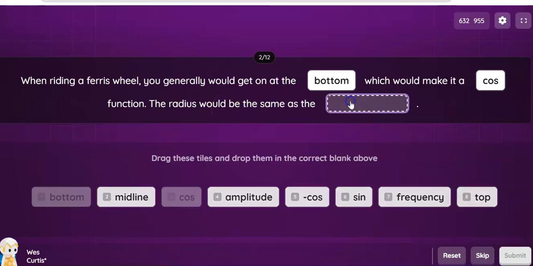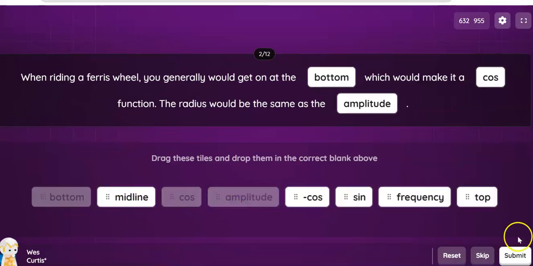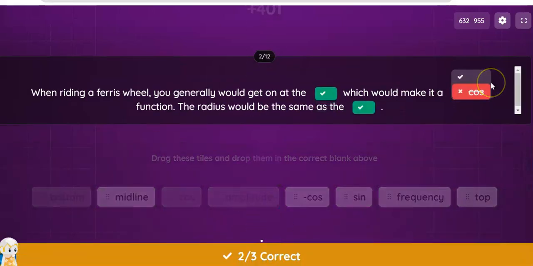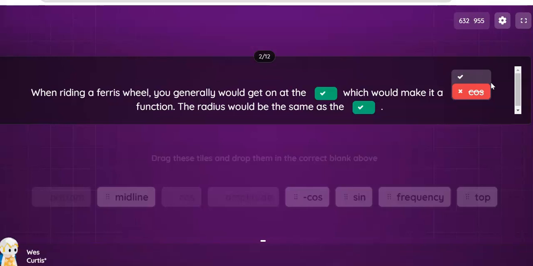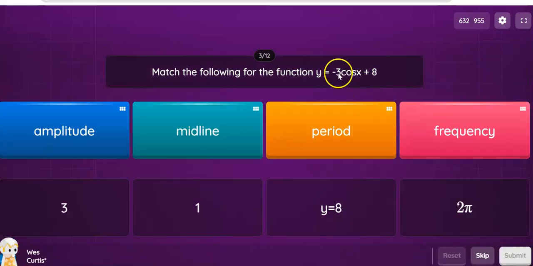The radius, I'll draw a little sample of this. The radius is the same as the amplitude. So anytime you're asked for something like diameter, you're going to use the amplitude for that. Hopefully I said negative cos, but I was focused on talking, I guess, and put the positive cos answer.